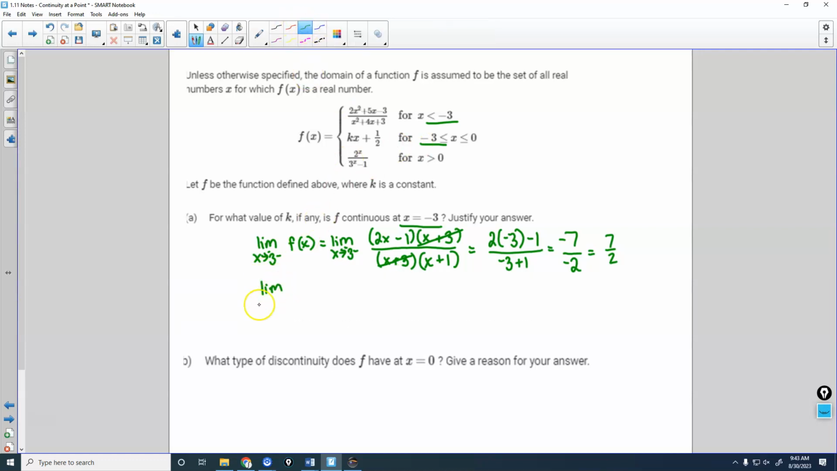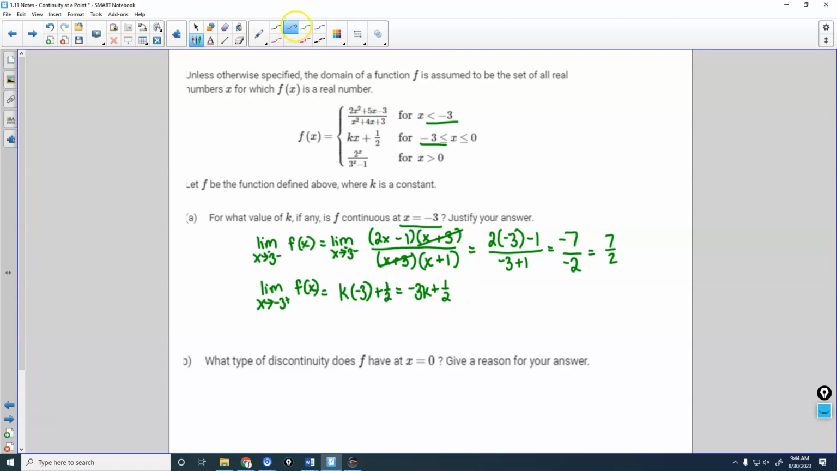as x approaches negative 3 from the right of f of x is going to be k. Let's see, I guess I could go ahead and plug in. I'm plugging in negative 3 for my x, so it's k times negative 3 plus 1/2, which I could write as negative 3k plus 1/2.